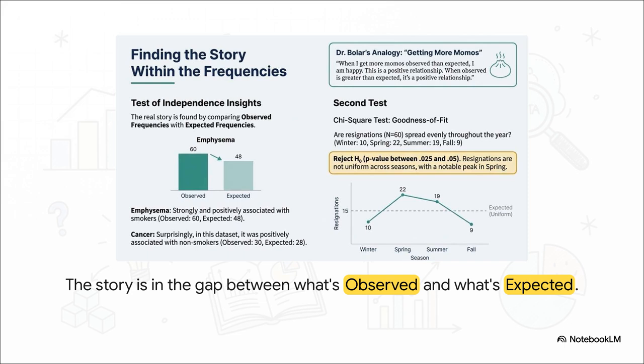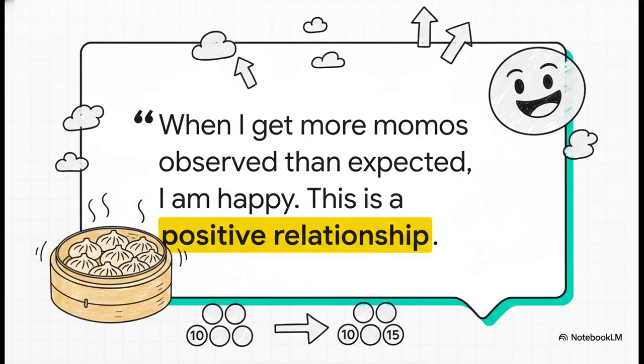It's that gap, that space between what we saw and what we expected, that tells the story. And to make this super clear, let's use a delicious analogy. And to really nail this down, I've got to share Dr. Buller's fantastic analogy. Imagine you're expecting 10 momos, right? But then the plate comes and you observe 15. You're thrilled, right? That's a happy, positive relationship. It's that simple. When what you observe is way more than what you expect, it's pointing to a strong, positive connection. That is the core logic of the chi-square test.